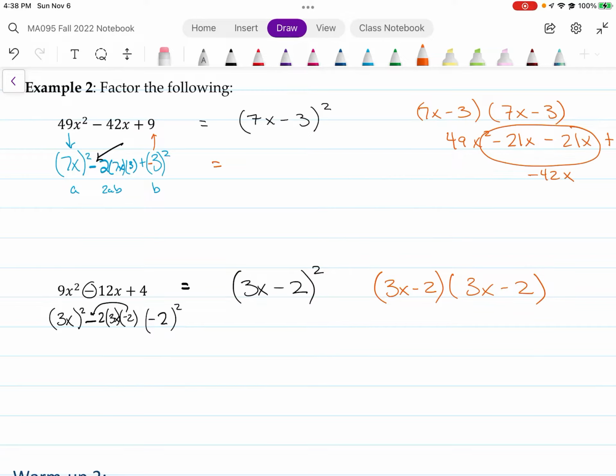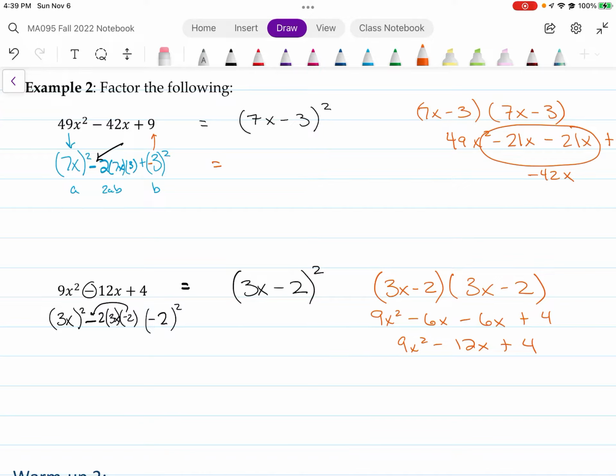So square the first one, 3x times 3x gets 9x squared. And then we've got outside is negative 2 times 3x, minus 6x, and inside minus 6x. And last, we've got plus 4. And so we get 9x squared minus 12x plus 4.